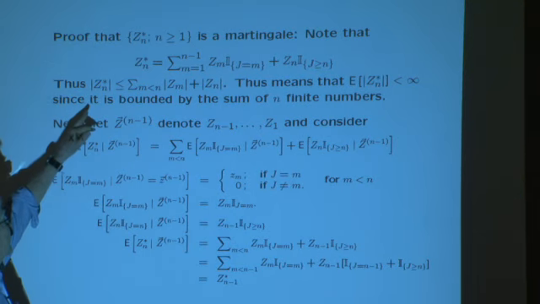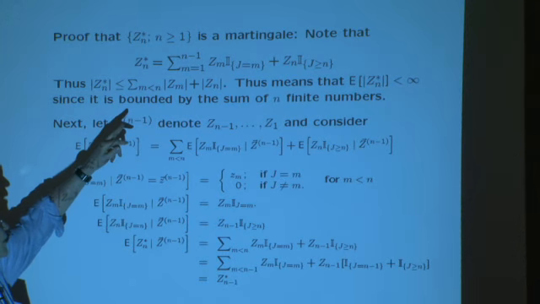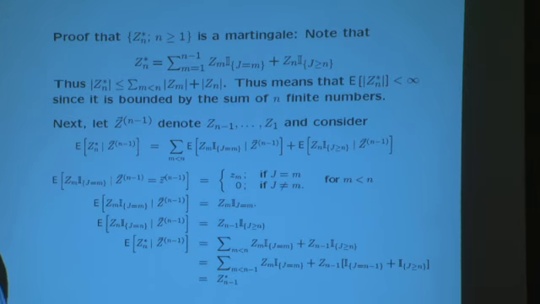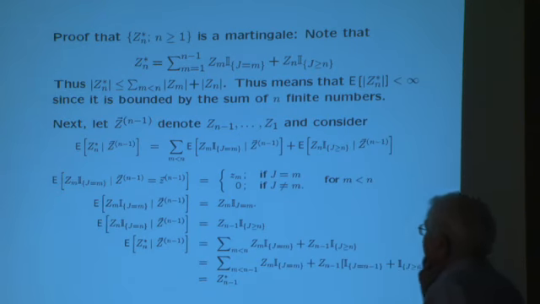So Z sub n star is less than or equal to the sum over m less than n of Z sub m plus Z sub n. And this means that the expected value of Z sub n star has to be less than infinity, because what it is in this bound here is a sum of finite numbers. This is a finite sum. There are only n plus 1 terms in it. When you take a finite sum of finite numbers, you get something finite.